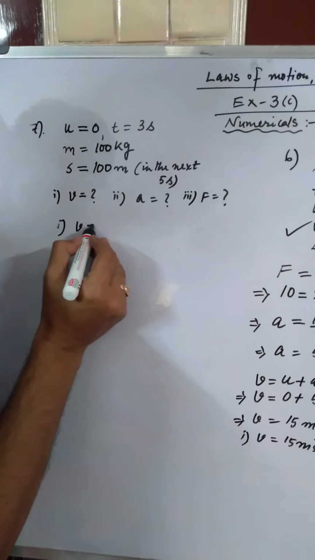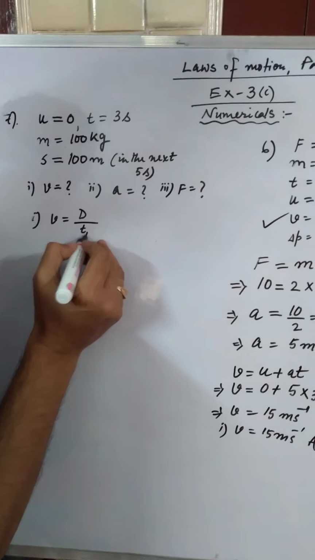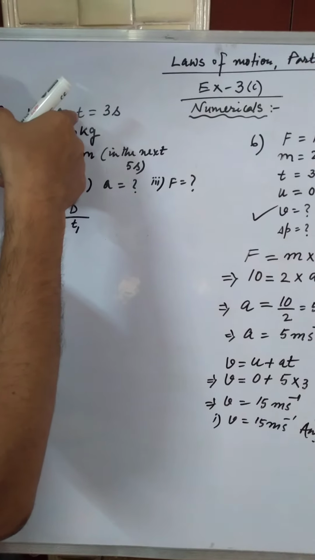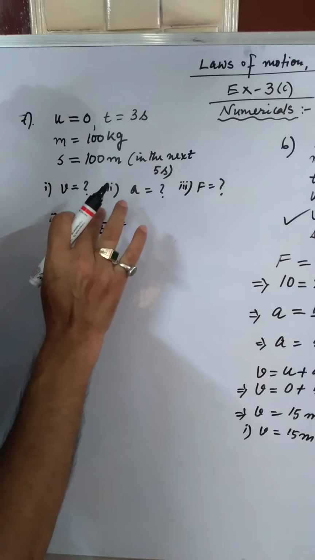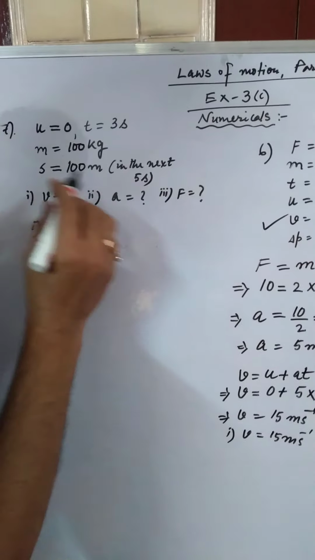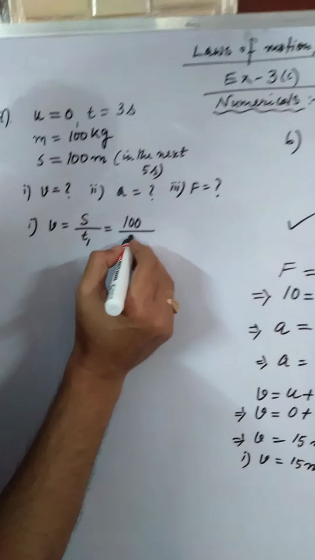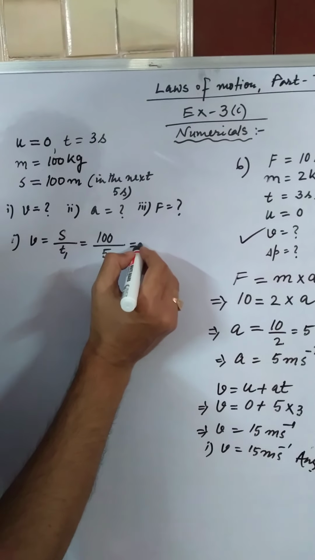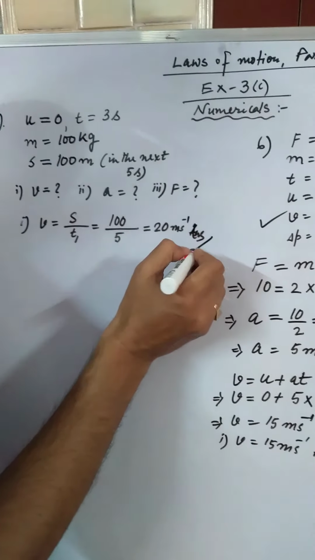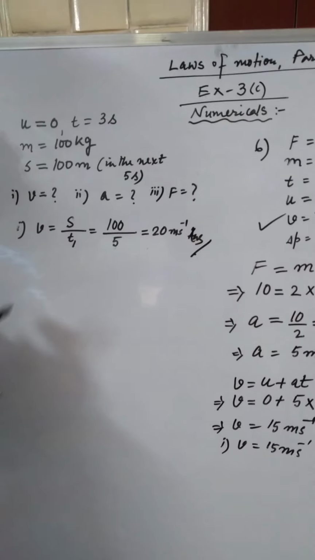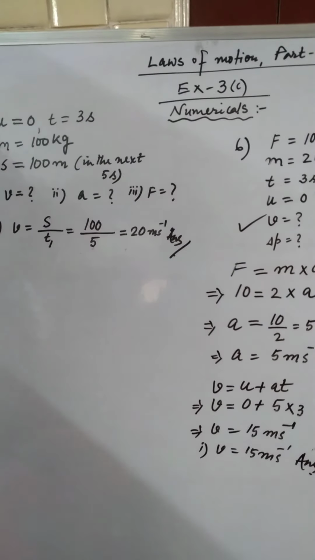So what should be the velocity? Distance traveled divided by the time duration. I am giving here t1 because I have already mentioned the t, so I use another notation. Now what is the distance traveled, or s? 100 meter. And what is the duration of the time? 5 seconds. So 100 by 5, 20. So very simple. The first one, the body acquires the velocity in the next 5 seconds, that is 20 meter per second. Okay, it's the correct one.